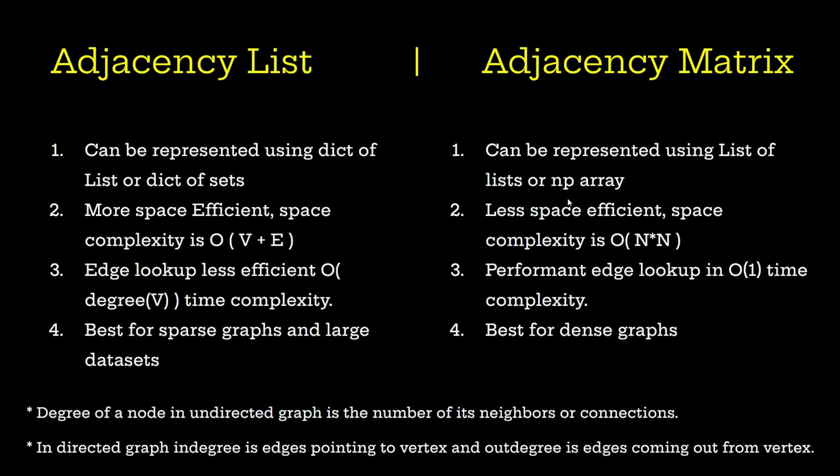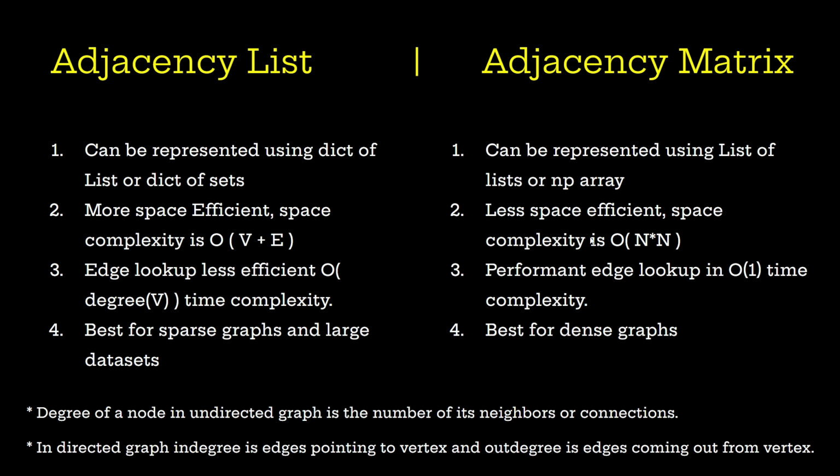Now let's compare the adjacency list and the adjacency matrix. As I've already said, we can represent an adjacency list using a dictionary of lists or a dictionary of sets, right? And for the adjacency matrix, we can do it using a NumPy 2D array or a list of lists. If I'm talking about space efficiency, then the adjacency list is certainly the superior one. It has less space complexity and is more space optimized. It has big O of V plus E, where V is the number of vertices and E is the number of edges. This is the space complexity.